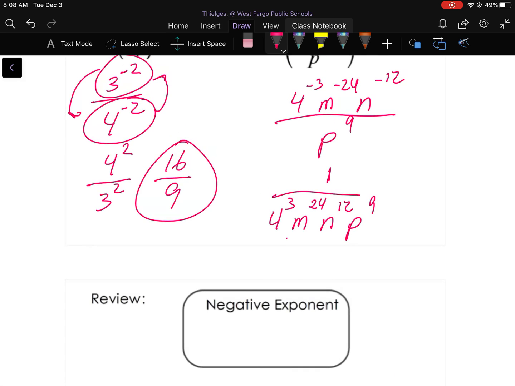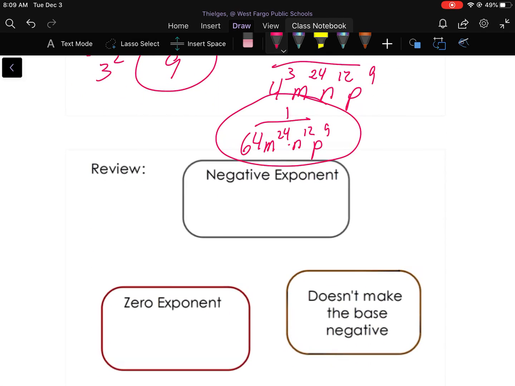So 1 over 4 to the 3rd, which is 64, m to the 24th, n to the 12th, p to the 9th. Okay, so remember, negative exponents are just going to move up and down. And 0 exponents are always 1.